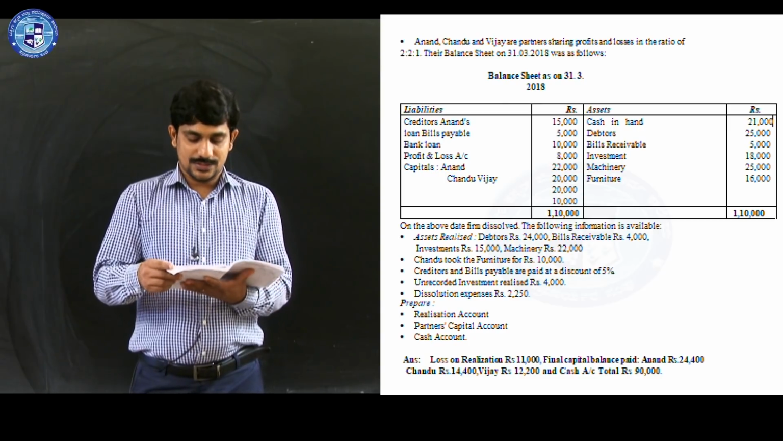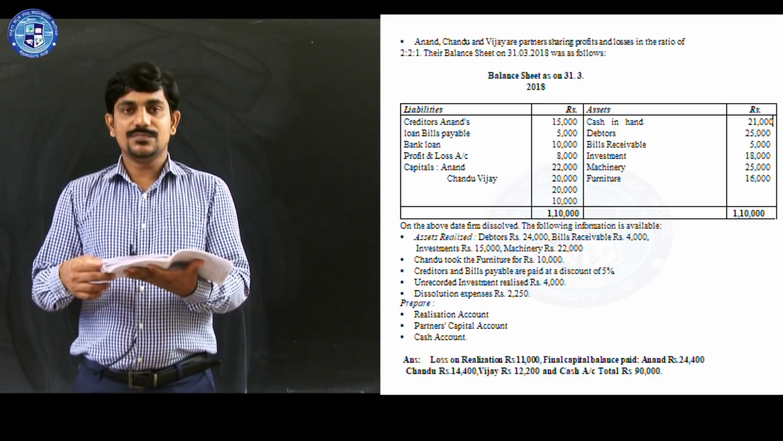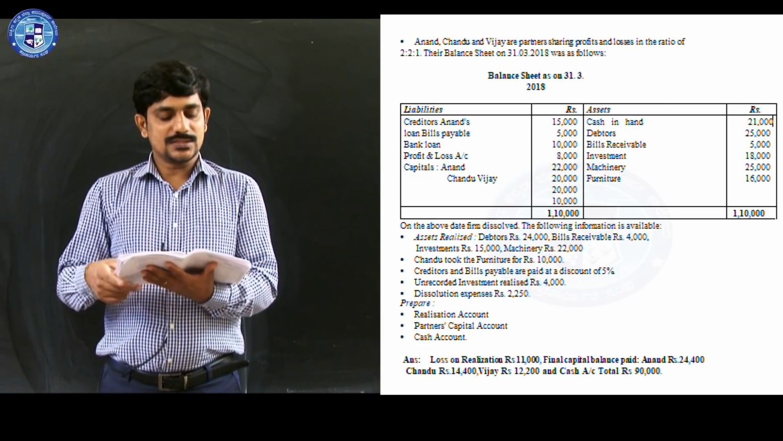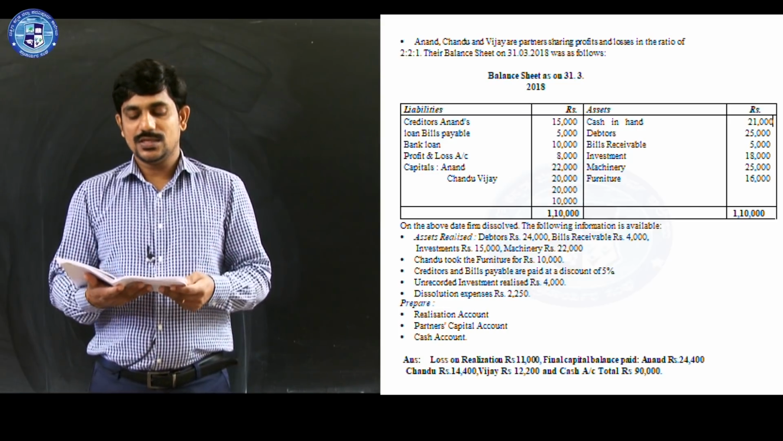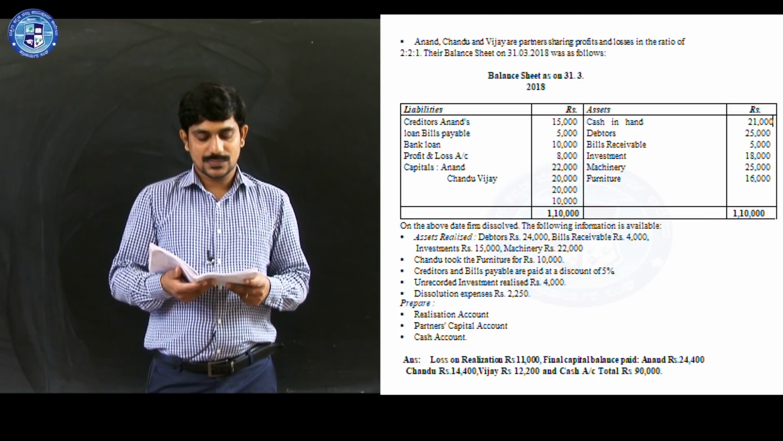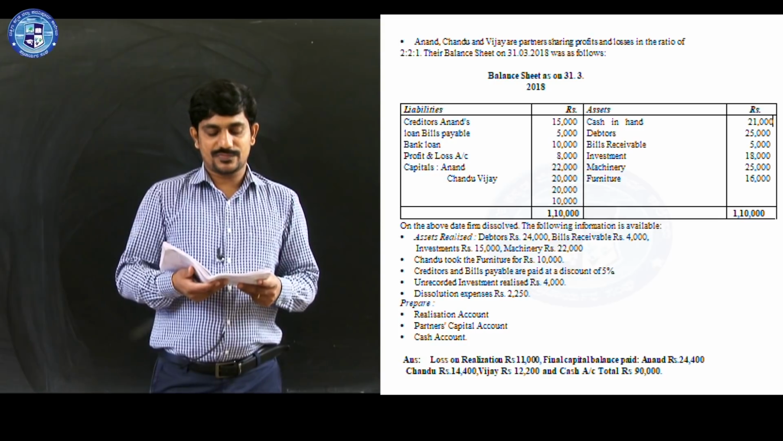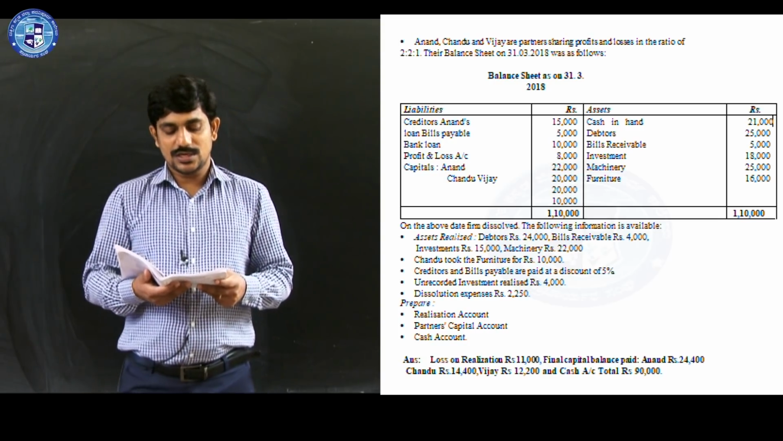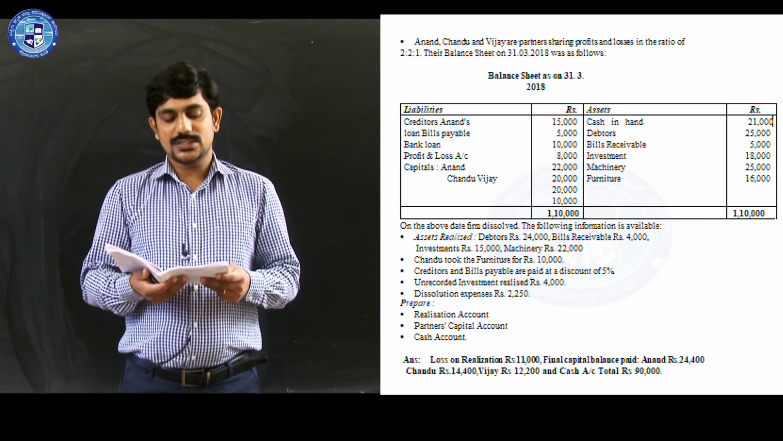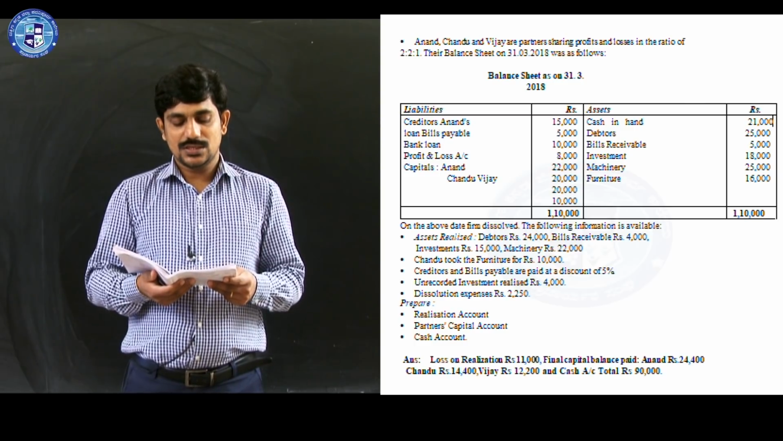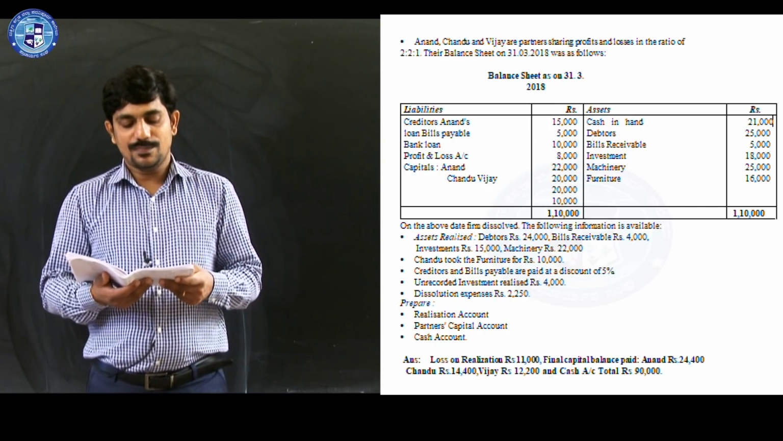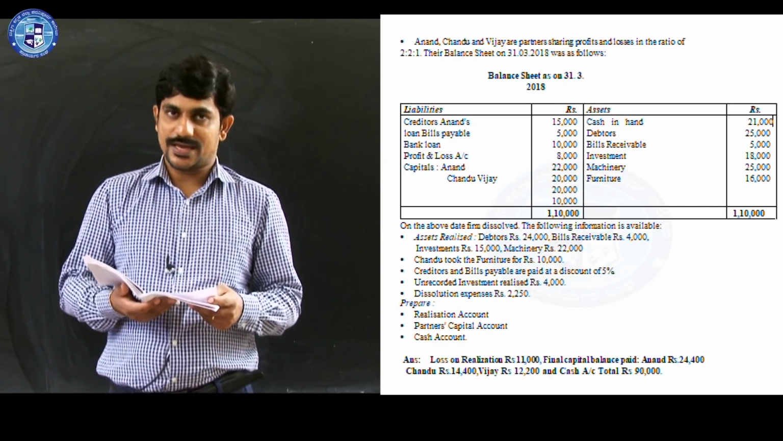Below the balance sheet, they have given: on the above date, the firm dissolved. The following information is available. First, assets realized: debtors 24,000, bills receivable 4,000, investment 15,000, machinery 22,000. Second, Chandu took the furniture for rupees 10,000. Third, creditors and bills payable are paid at a discount of 5%. Next, unrecorded investment realized rupees 4,000, dissolution expenses rupees 2,250. Prepare realization account, partners capital account and cash account.